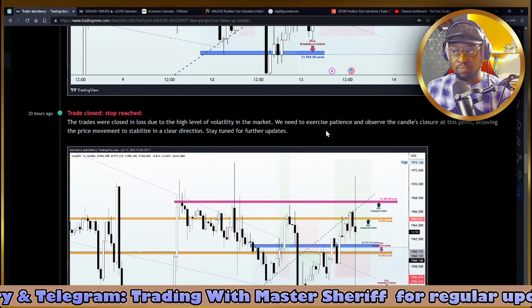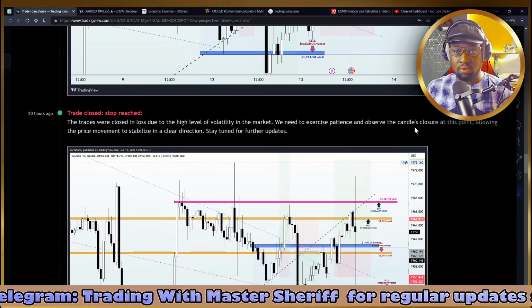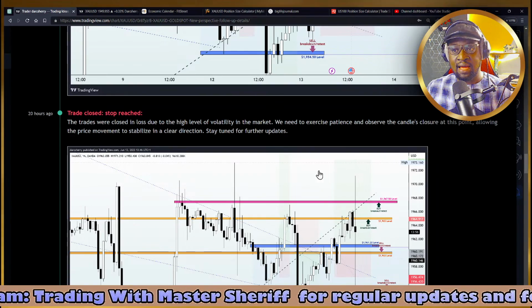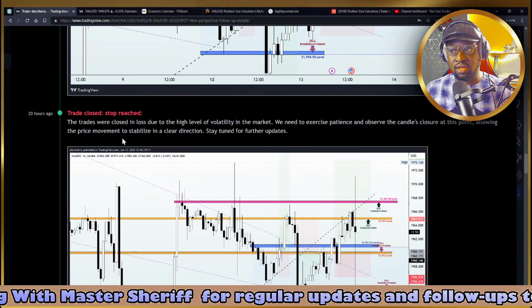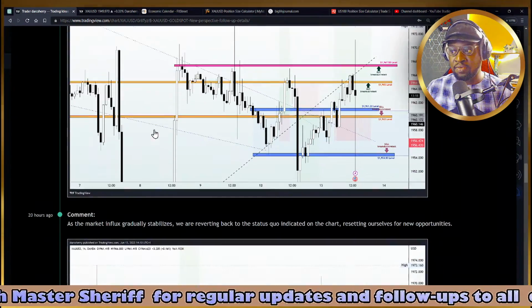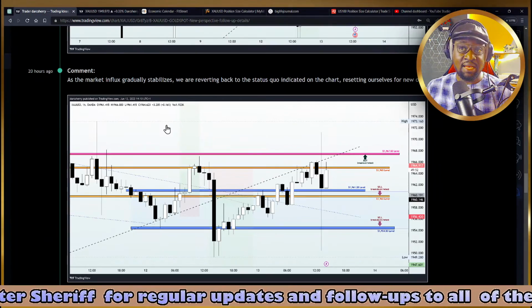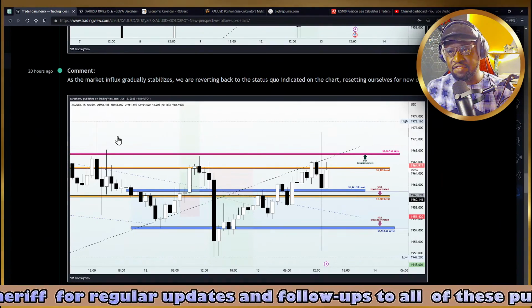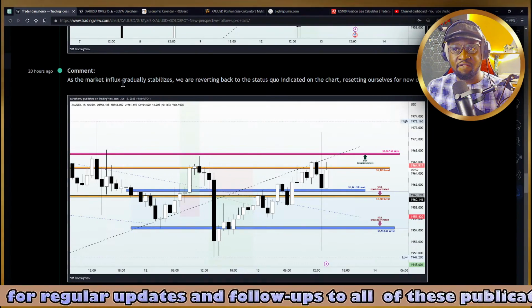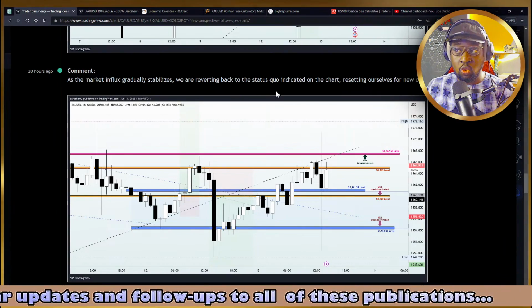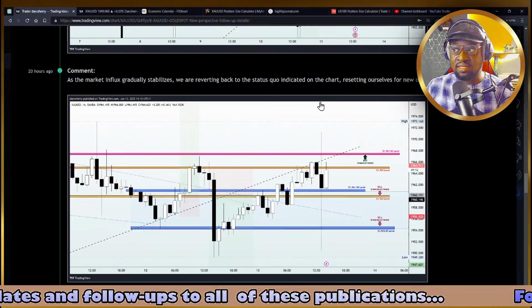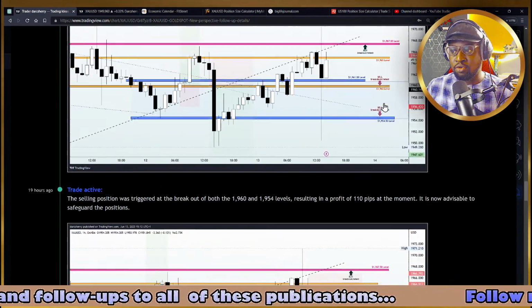We need to exercise patience and observe the candle's closure at this point, allowing the price movement to stabilize in a clear direction. Stay tuned for further updates. So I did an update immediately, I think about 30 minutes after that one, that as the market influx gradually stabilizes, we are reverting back to the status quo indicated on the chart, resetting ourselves for new opportunities.